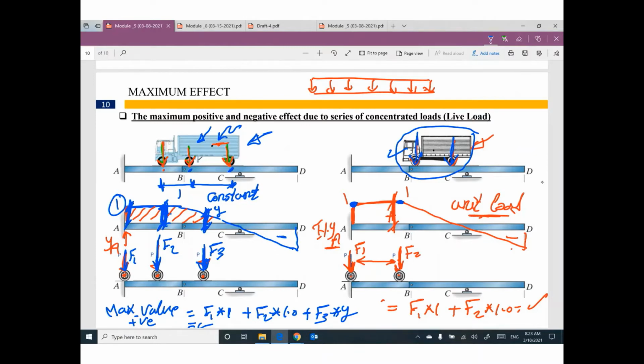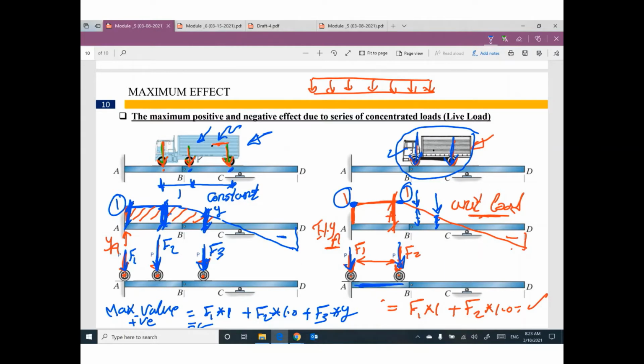Do you think if I put the two concentrated loads here will be worse? No, because this concentrated load will be multiplied by this value and this value, which are very small, related to 1 and 1. So I decided to put the two concentrated loads here. So I decided to put the truck at this position.